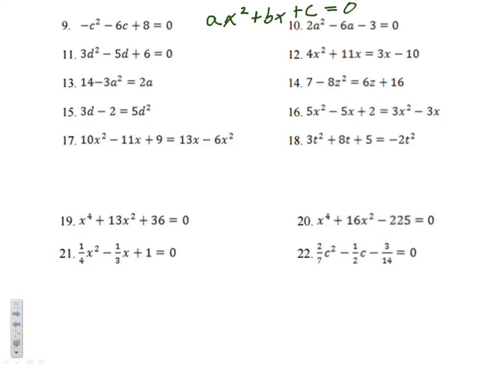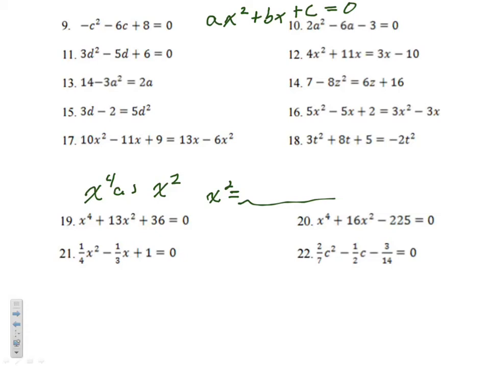My hint to you guys on number 19 and 20, all right, is to think of x to the 4th as x squared. Think of x to the 4th as x squared, and then use the quadratic formula on those. So what you end up solving for instead of x is x squared equals whatever you get from the quadratic formula, okay? Hopefully that's enough for you to get numbers 20 and 19. I need to see you attempt them, right, and try them.